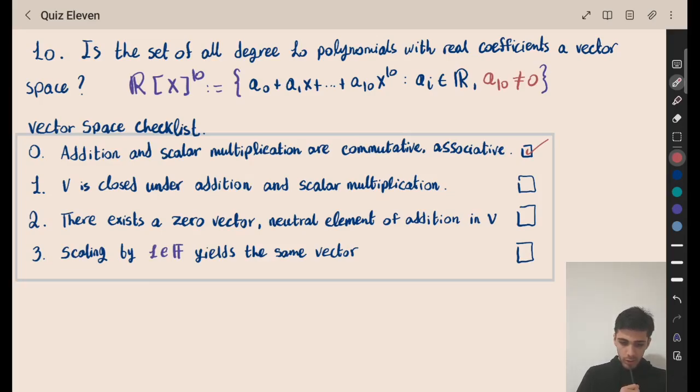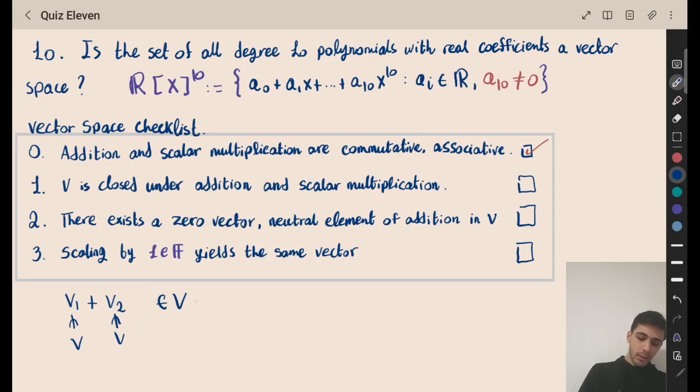Now we'd like to see if V is closed under addition and scalar multiplication. V is closed under addition if I can add two vectors which are in my vector space to get something that's in the vector space. So let's start by doing that. Let me choose.